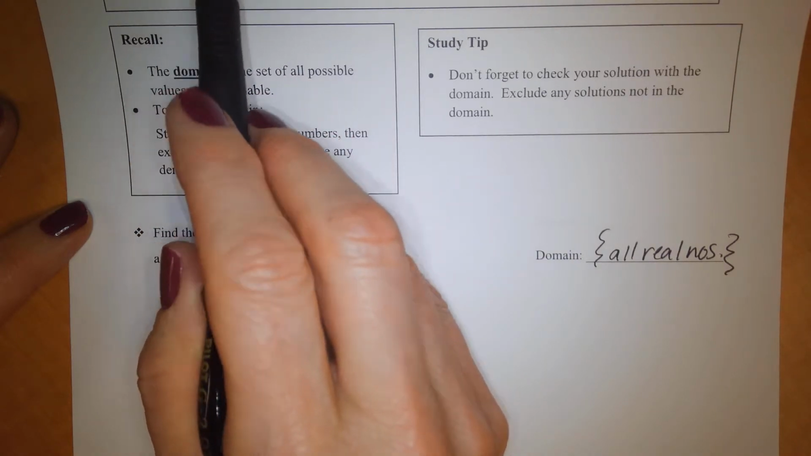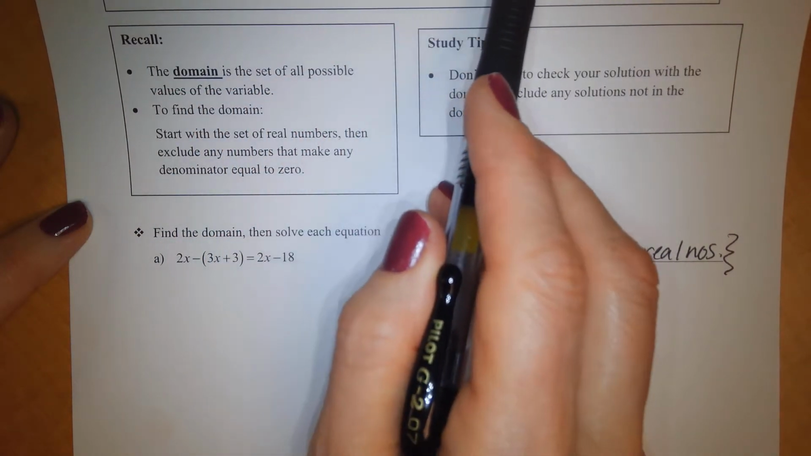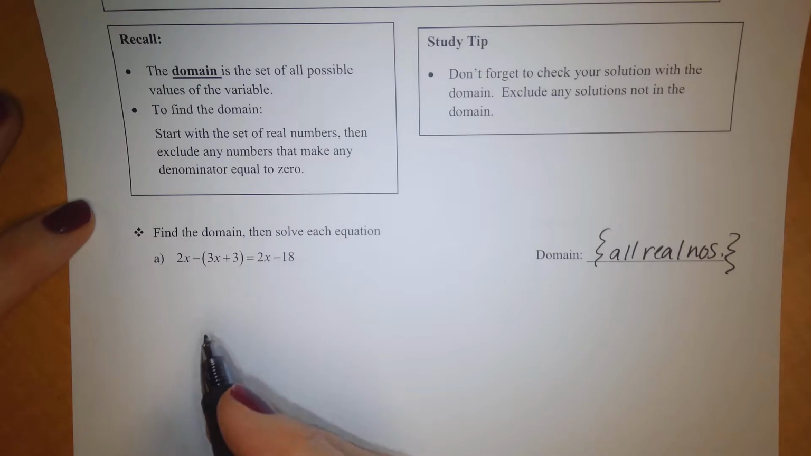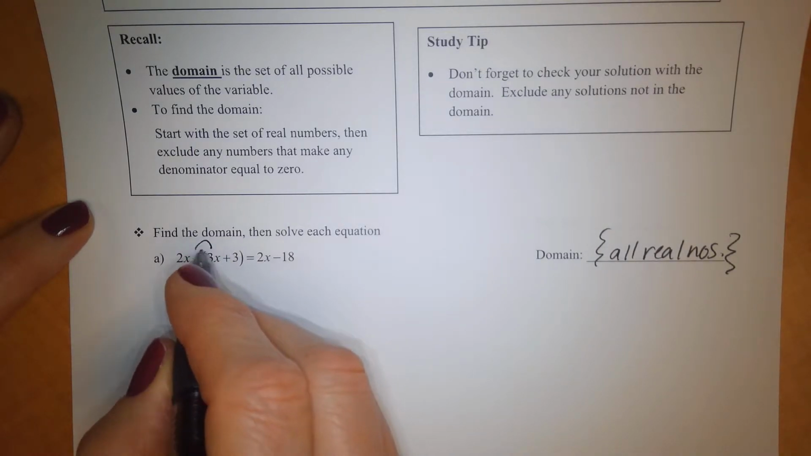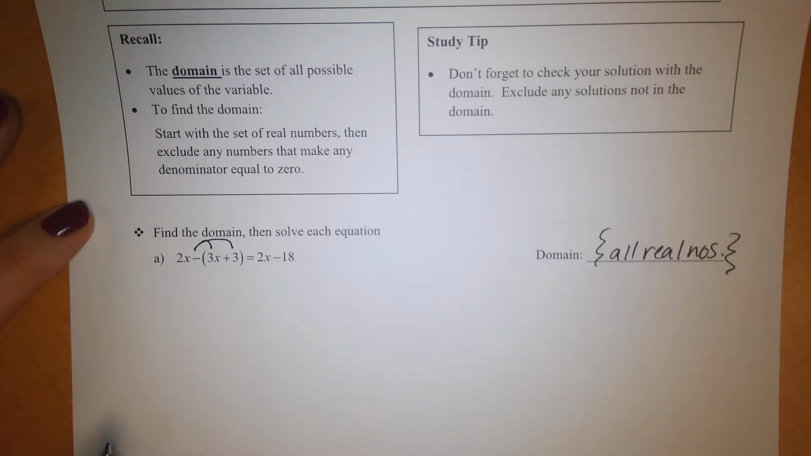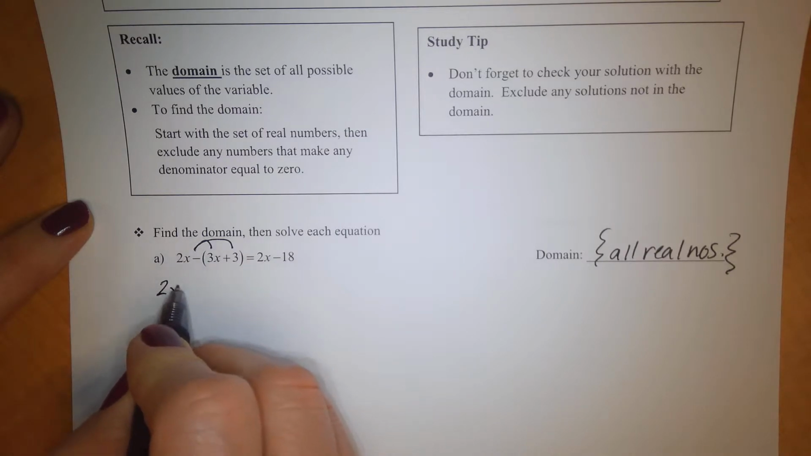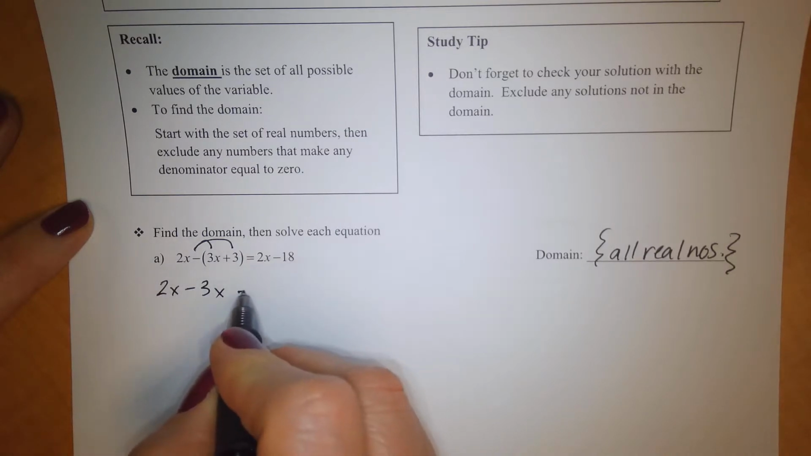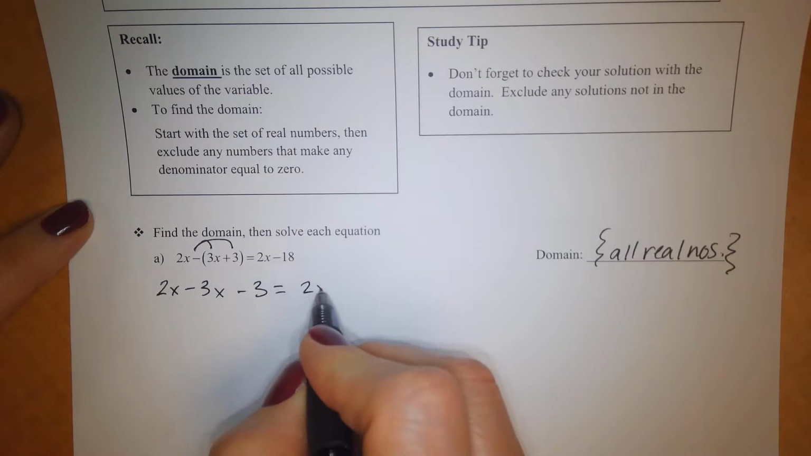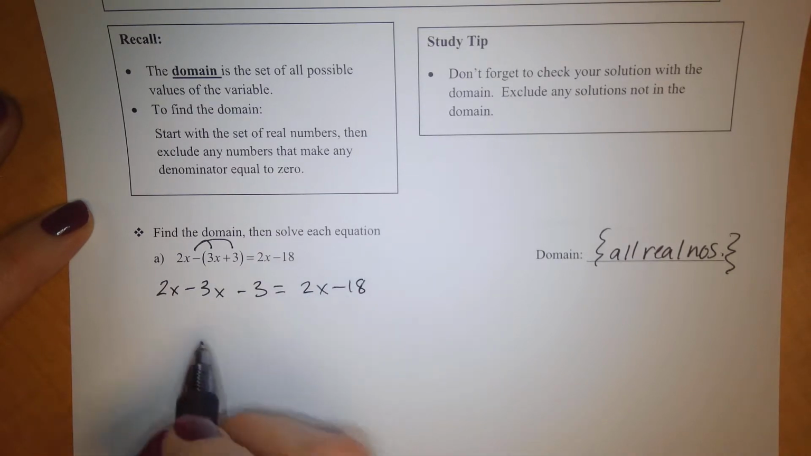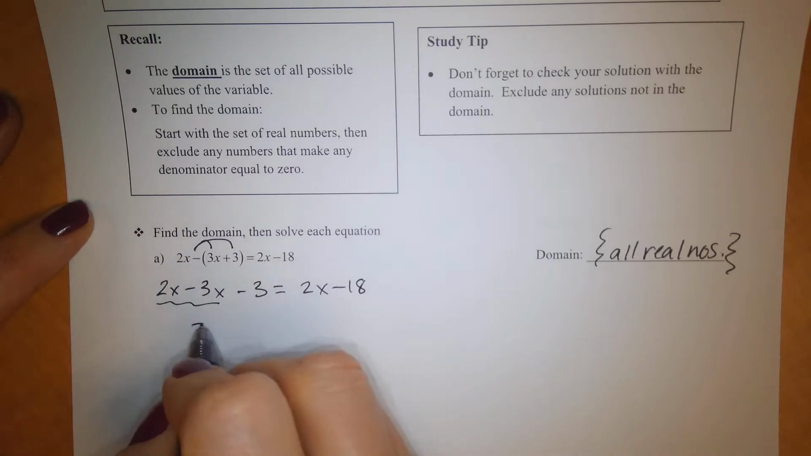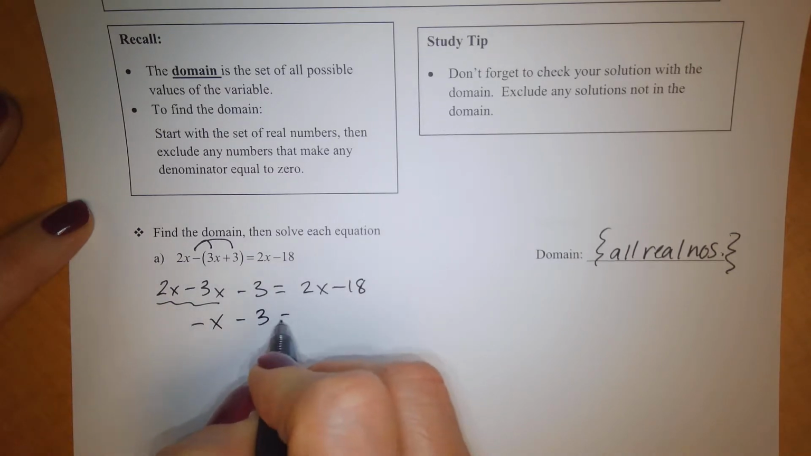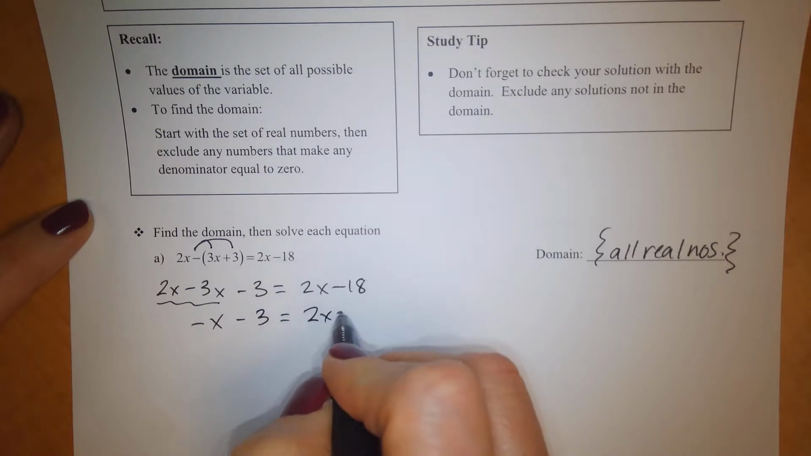The next step says simplify by distributing and eliminating parentheses, and then combine like terms. So let's get rid of these parentheses by distributing that subtraction sign up front. So this becomes 2x minus 3x minus 3 equals 2x minus 18. And then combine like terms. 2x minus 3x is negative x minus 3 equals 2x minus 18.